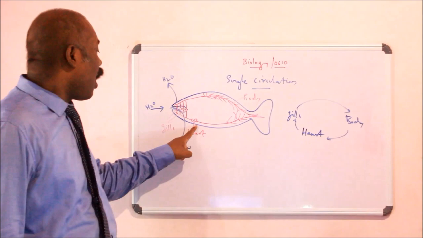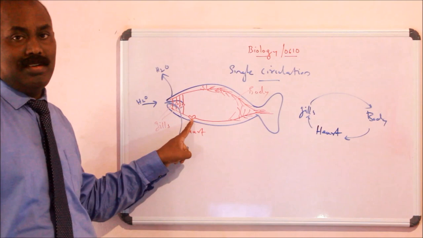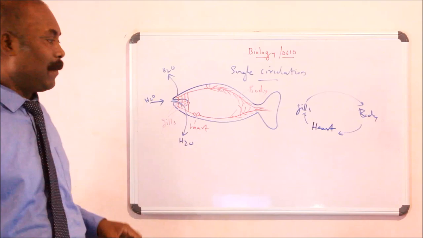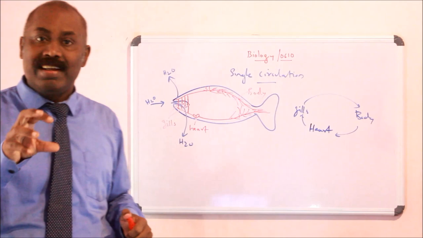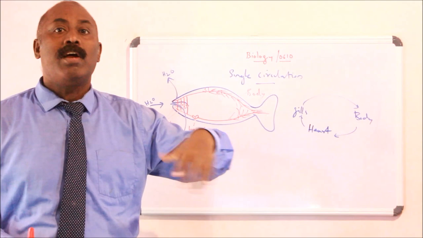Heart, gills, body. So in single circulation, blood flows only once through the heart, but in double circulation, as I already explained, blood flows twice through the heart. Then what is the advantage of double circulation compared to single circulation? In double circulation, as the blood comes back to the heart after oxygenation, this blood gets an extra push, so that blood can be pumped very fast and supplied to the cells for metabolic reactions and all.